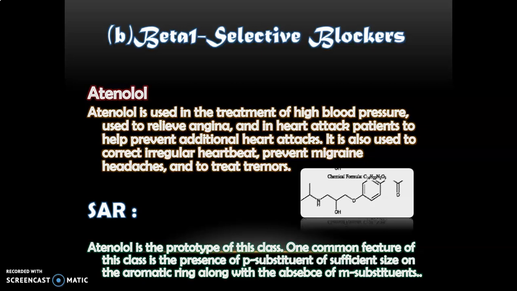The structural activity relationship of atenolol, which is the prototype of the class. One common feature of this class is the presence of a para substituent of sufficient size on the aromatic ring, along with the absence of meta substituents.